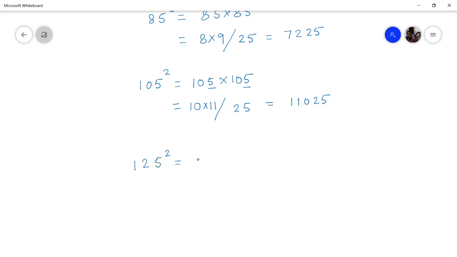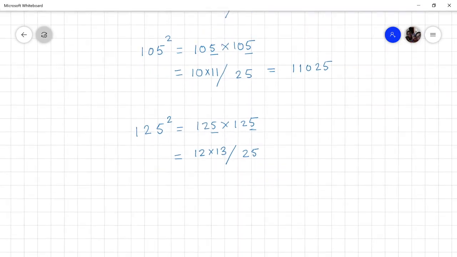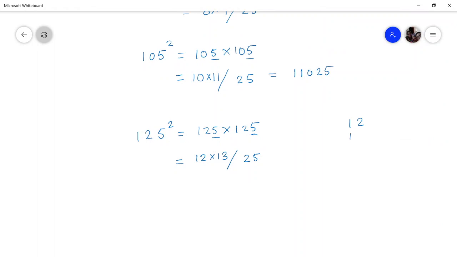Let us say you want to square 125, that is 125 into 125. So 5 5s are 25, and this is 12 into 13. In the previous case I have explained how to multiply any 2 digit numbers. So this is 3 2s are 6. Then you multiply this also vertically, that is 1. Then you cross add 3 plus 2, that is 5. So this will be 15625.